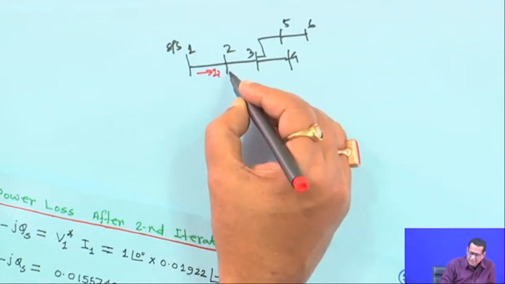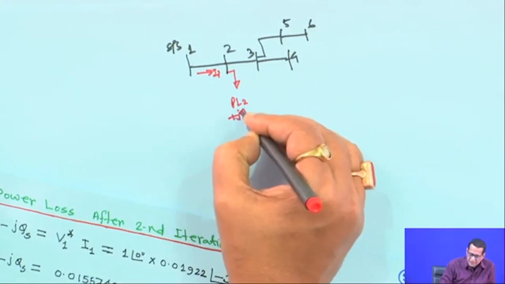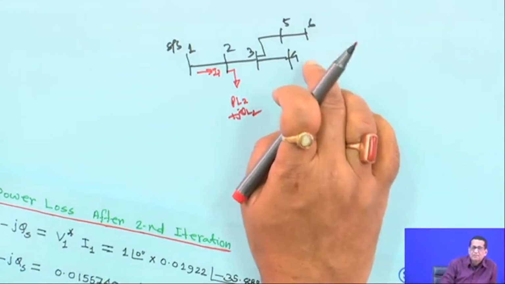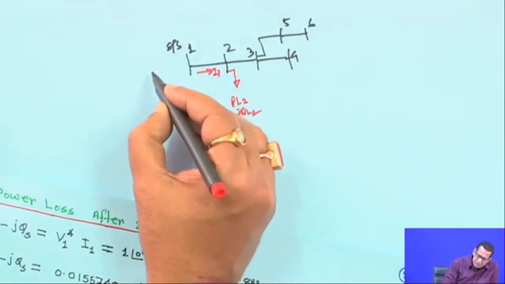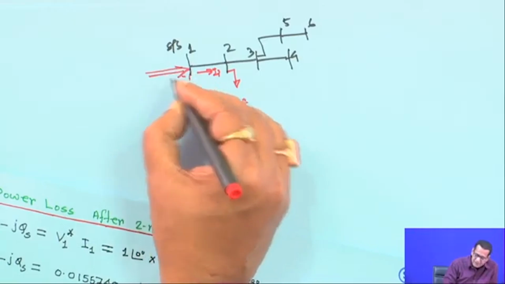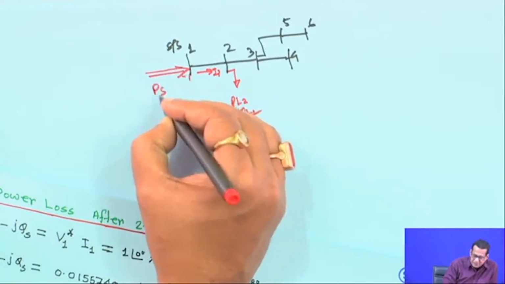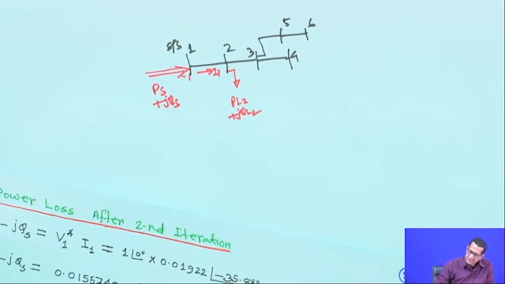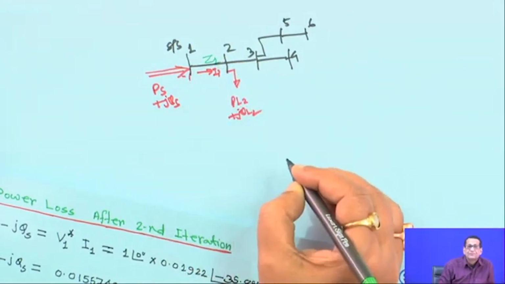Everywhere load is there. For example, here it is PL2 plus jQL2, similarly here PL3 plus jQL3 and so on. I am not showing all of them, but loads are there everywhere. Suppose the net injected power, the power coming from the grid to the substation, is PS plus jQS, and the impedance of the very first branch is Z1.